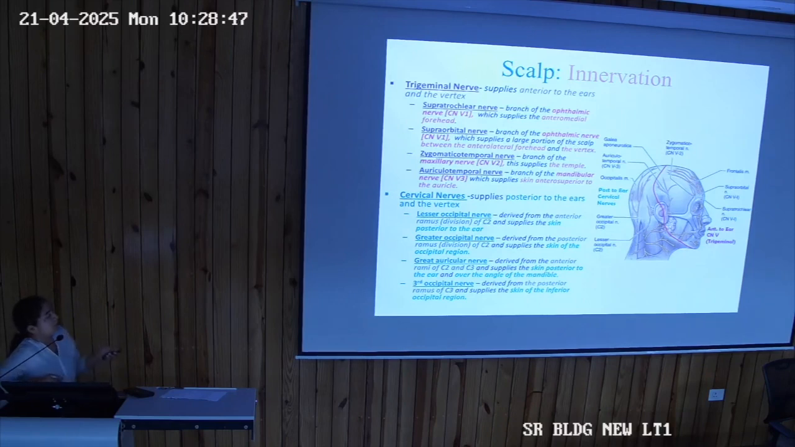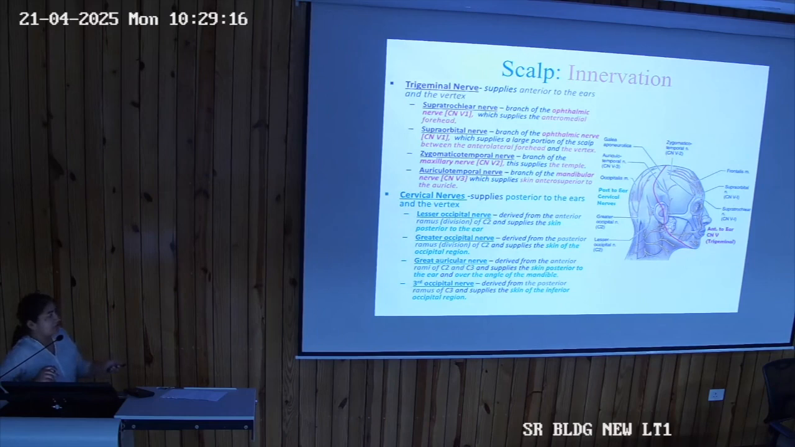Yes. So the lesser occipital nerve is derived from the anterior or ventral division of C2, while the greater occipital nerve is derived from the posterior or dorsal division of C2. So from the second cervical nerve, there are both the lesser occipital and the greater occipital nerve. Next is the greater auricular nerve. Here you have the ventral division of both the second and third cervical nerves.